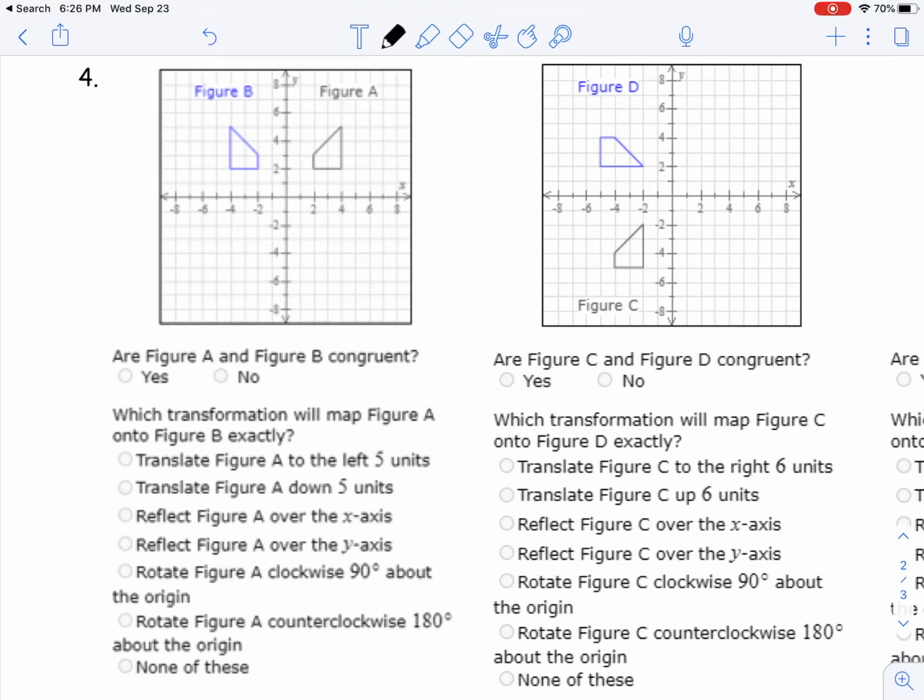Are figures A and B congruent? Would you say that those are congruent? To be congruent, everything has to be the same, and it looks like they're the same even though they're flipped, so I would say yes.